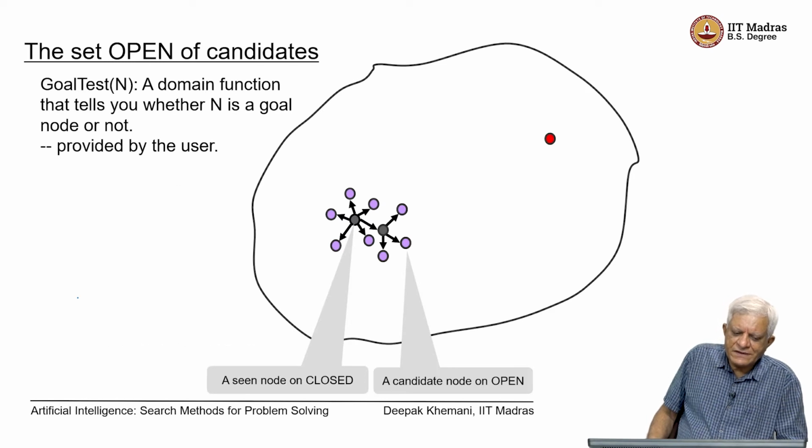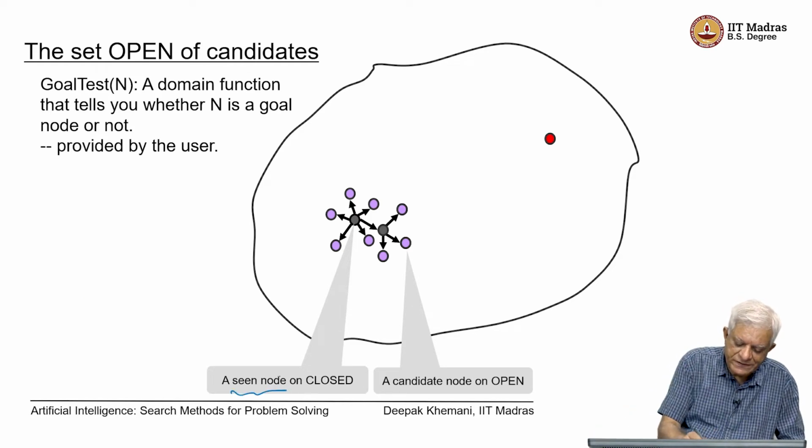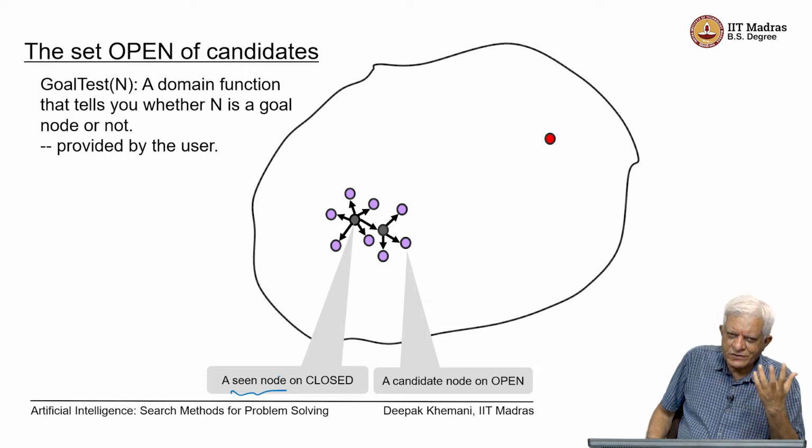Then we have the goal test function, which tells you whether a state is a goal state or not, and that should be given to us by the goal test function. We will distinguish between, in our representations, 2 kinds of nodes. One is the nodes that we have visited and tested for goal, and so that is going to be the algorithm. Go to a node and see whether it is a goal node or not.